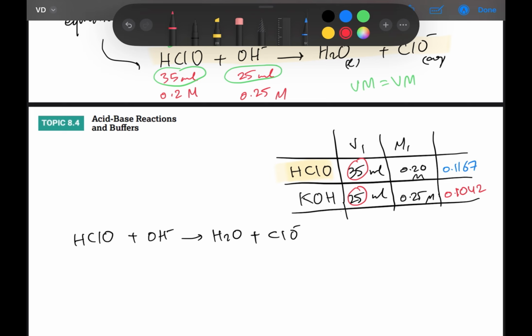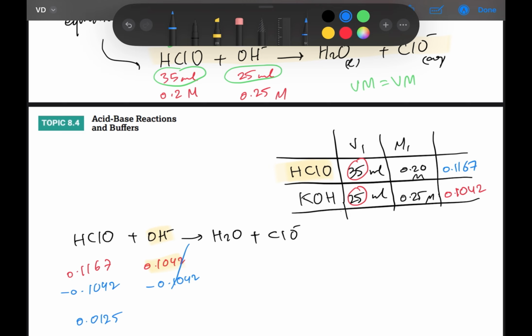Okay, I have to say how much of HClO we have. We have 0.1167, and for the OH we have 0.1042. You have to see which of these two species is the limiting reactant. We can see that it is the hydroxide. So I have to subtract the amounts from the lowest concentration, so that they reacted with each other neutrally. And the product here is 0.0125.